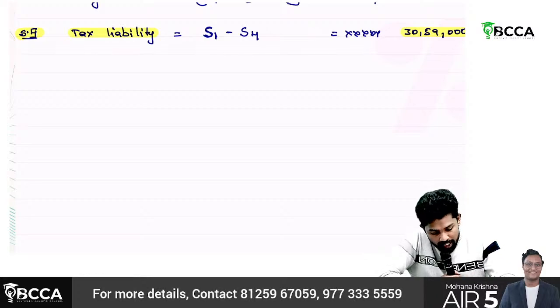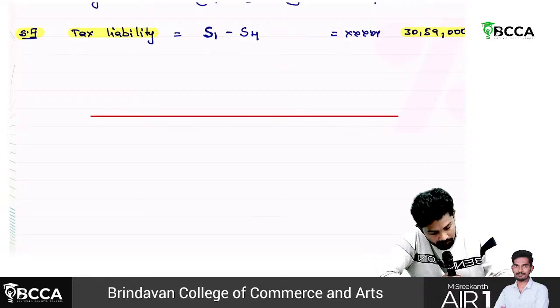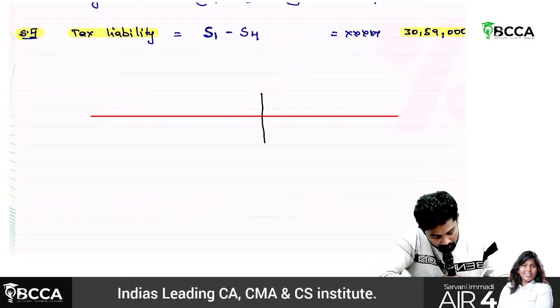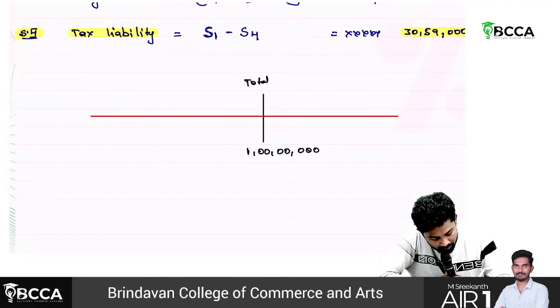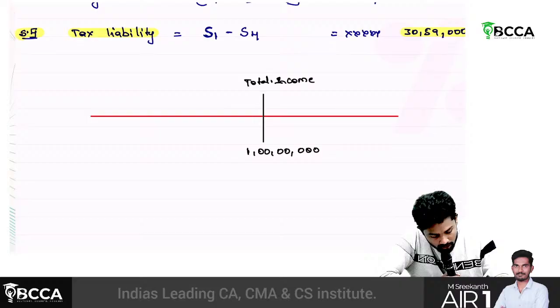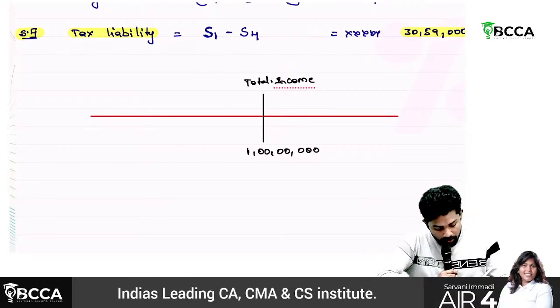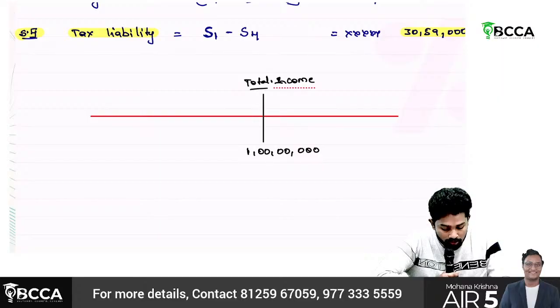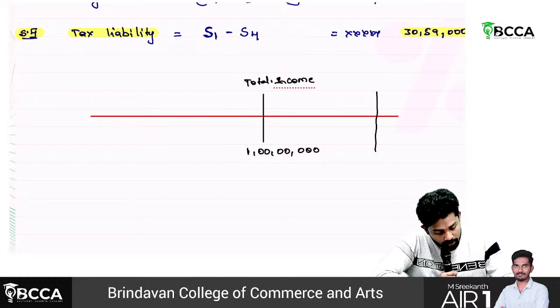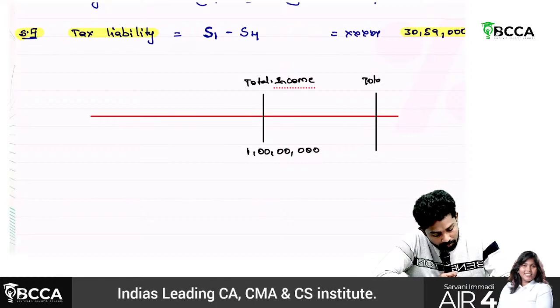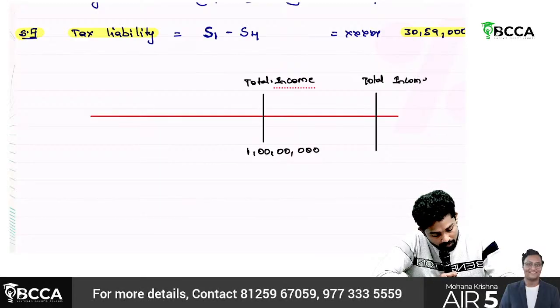So now understand why marginal relief will be provided. Let's say a person has total income of 1 crore. Let us take Raju has total income of 1 crore, whereas Bhargav has total income of 1 crore 1 lakh.